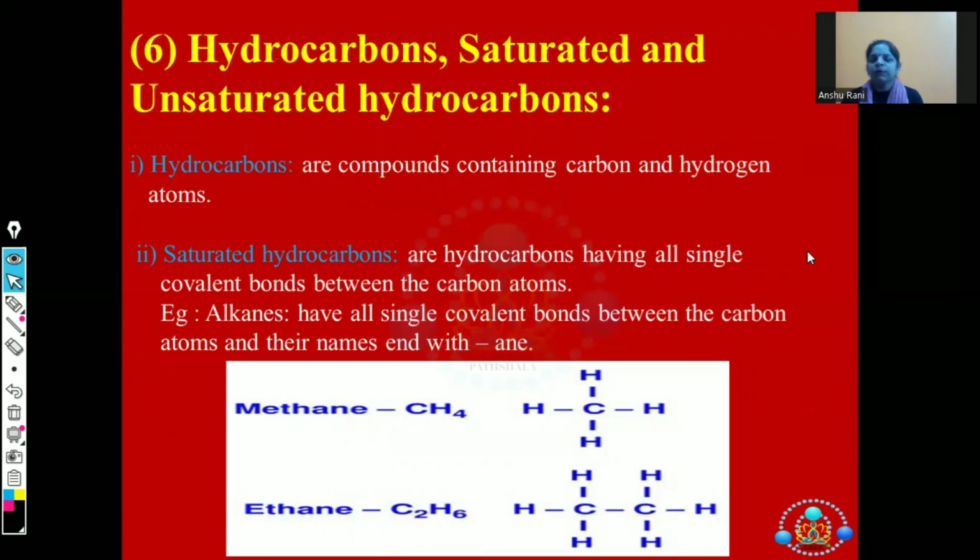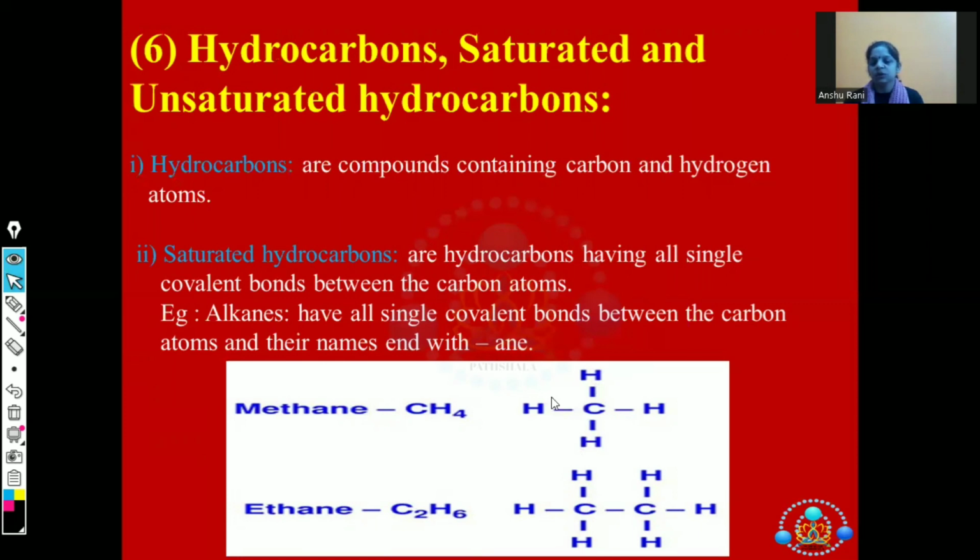Hydrocarbons can be further classified as saturated and unsaturated hydrocarbons. Saturated means those which have carbon-carbon single bonds. Unsaturated are those which have carbon-carbon double or triple bonds. Like you have alkanes. Alkanes are those which have carbon-carbon single bonds. Like we have here methane, ethane. These are the structures. How do we have to draw? Carbon has 4 electrons in the outermost shell. It is sharing 4 electrons with hydrogen and completing its octet. Hydrogen is completing its duplet.